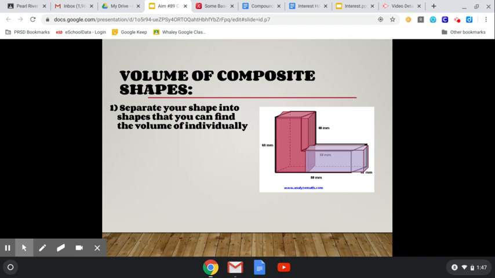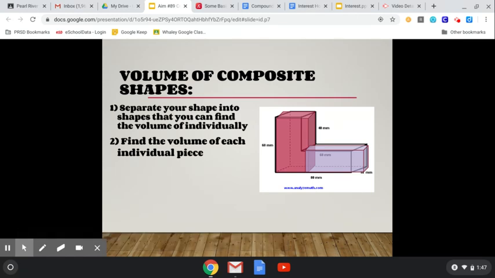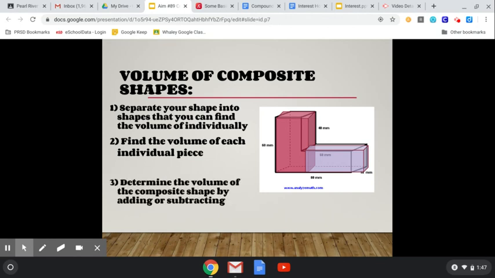Now, if we can get the dimensions of those two rectangular prisms and find the volumes of them, then add them together, that'll be the volume of that entire shape. So we find the volume of each individual piece, which will require a little bit of thought, you'll see. Then we add them together, and that will determine the volume of the entire thing.